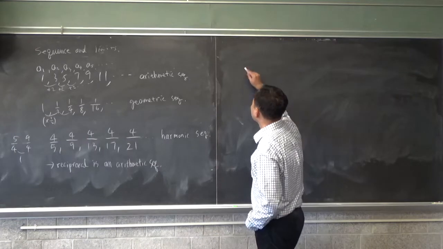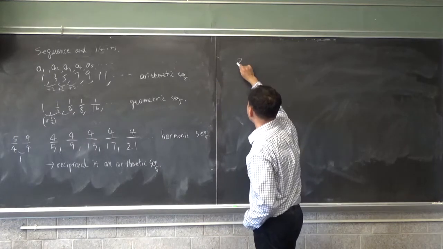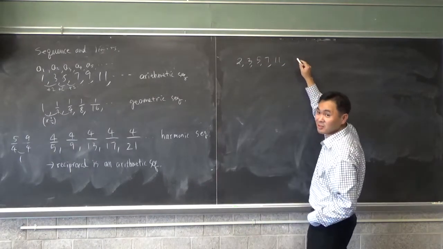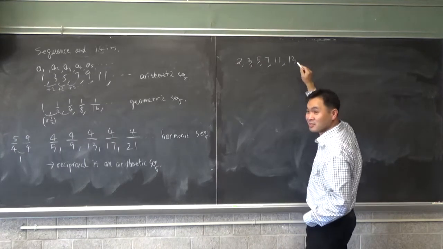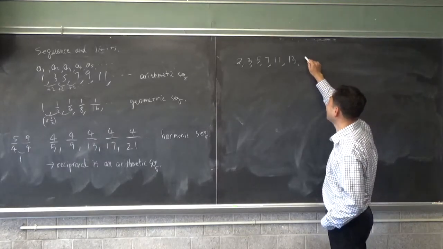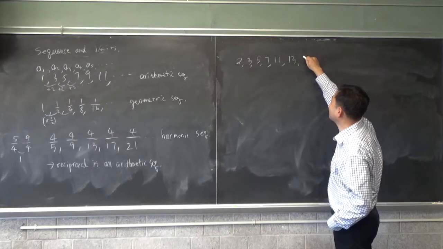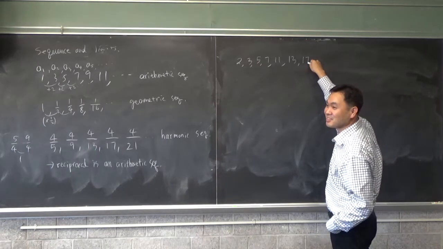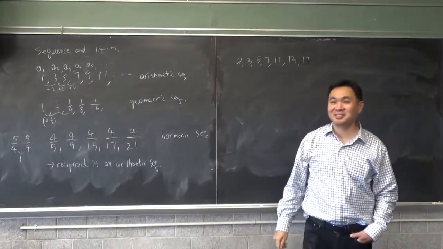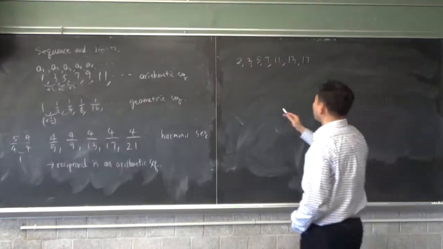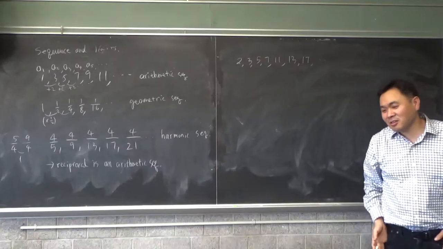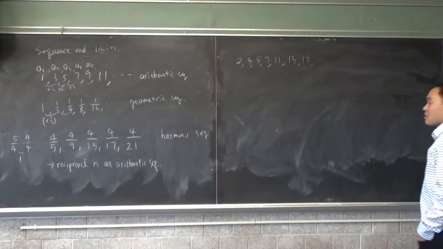So here's an example of a sequence that doesn't fit into any of these patterns. 2, 3, 5, 7, 11. What's the next one? 15? Not 15, 17. Is it Fibonacci? No, it's not. Why 17? Because we're going by odd numbers? No, 2 is even. These are prime numbers. So 19 will be the next one, yes. So you can have sequences like that.